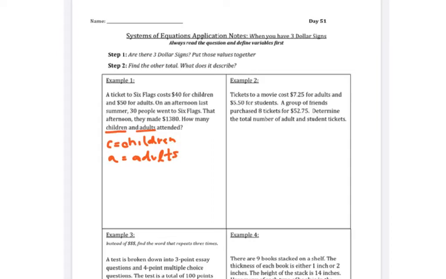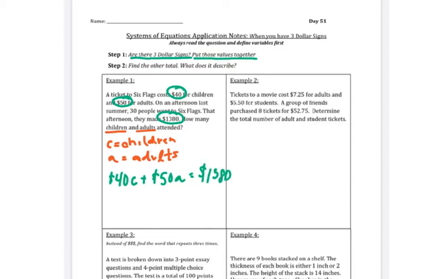Then it says, in this type, are there dollar signs? Put those values together. So I call this type money, money, money. It's different from what we did yesterday because today we have dollar signs. So it's $40 for children plus $50 for adults, and they earn a total of $1,380. So that's how we create our first equation when we have dollar signs. I call it money, money, money. You put all of those dollar signs together.